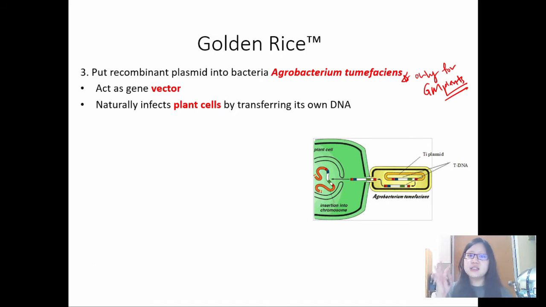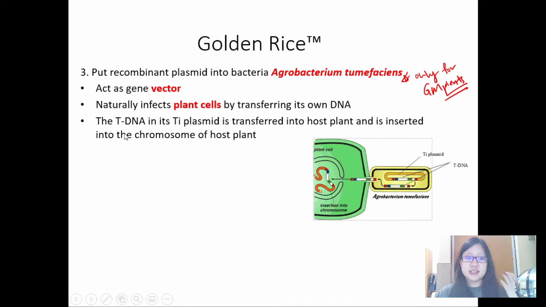But anyways, instead of letting it cause disease, we take the Ti plasmid and we put the genes we want in. And what it does is it takes the DNA in its Ti plasmid, which is the target DNA, and transfers it into the host plant, and inserts it into the chromosome of the host plant. So in the host plant, it doesn't just stay as a plasmid. The gene you want, together with your plant promoter, is put into the chromosome of the plant cell. And ta-da! The plant cell now has the DNA you want. This insertion is kind of random, by the way.